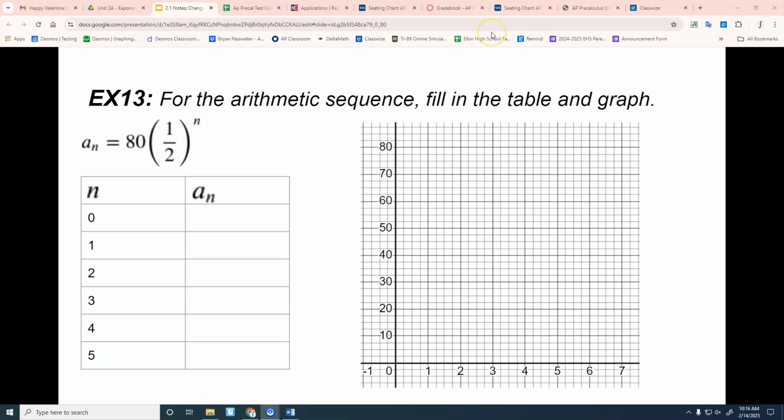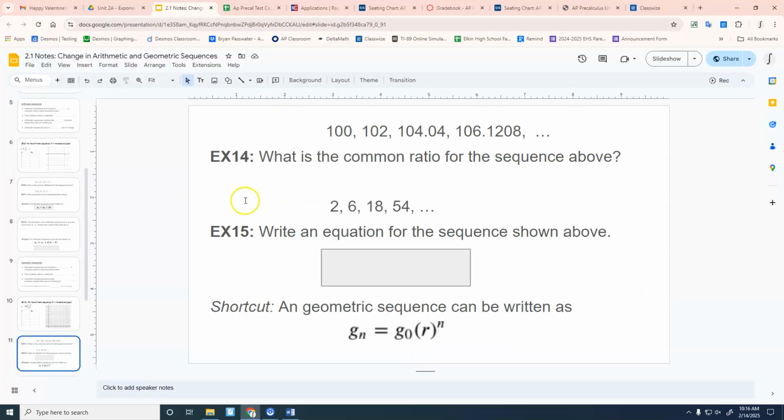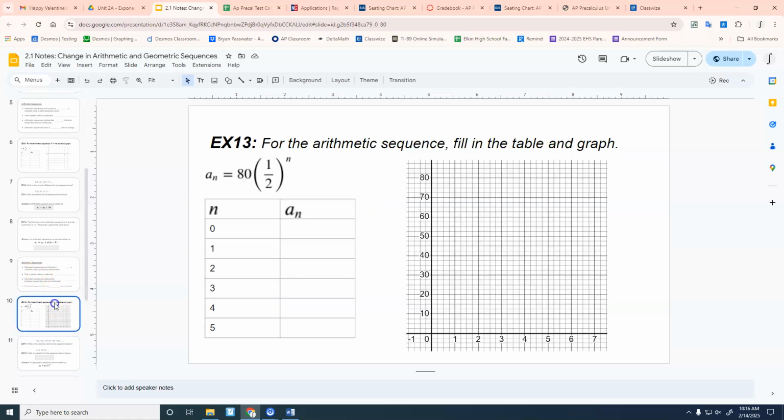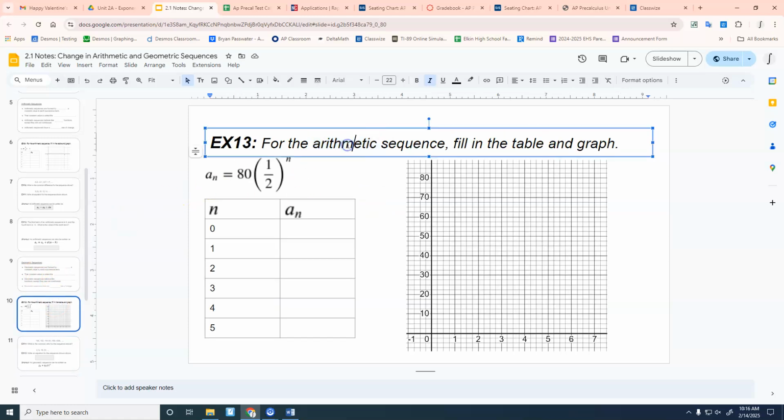And that right there, I just realized, says arithmetic, which is wrong. Let me fix that right now. So where it says number 13 should say geometric. I copied and pasted that and didn't change it.